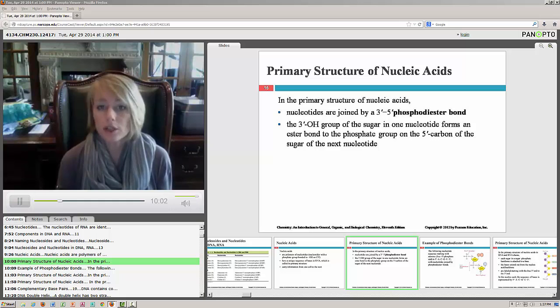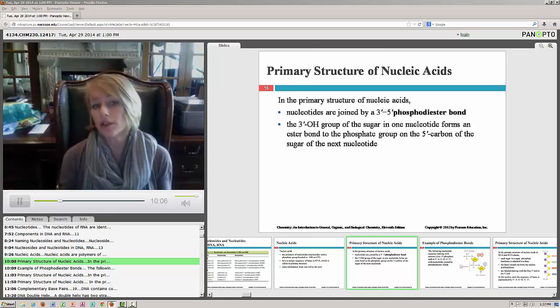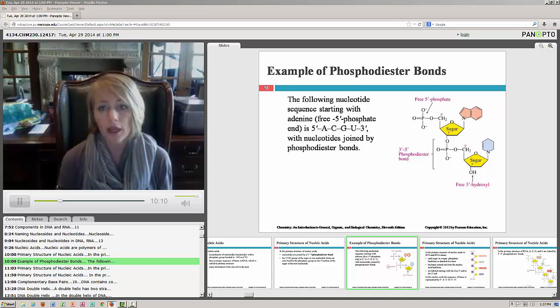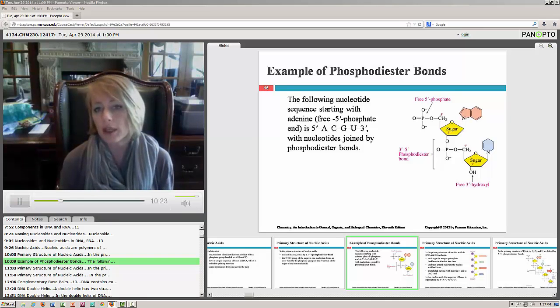The primary structure of a nucleic acid is how the nucleotides are joined together. In other words, the base sequence that we see. Okay. Now, if we were to look at the molecule itself and look at the different parts, we have to be able to recognize where the phosphodiester bond is. The phosphodiester bond occurs typically at the 5' carbon of the sugar. Okay. So it attaches at the 5' carbon.